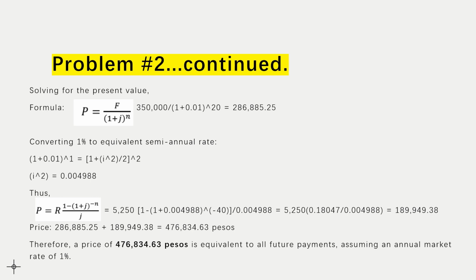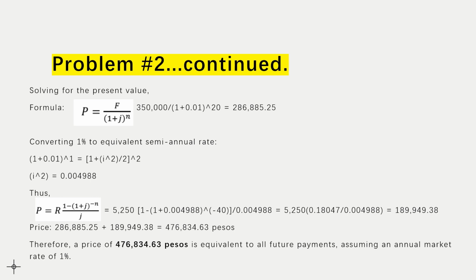So now, solve with me with your calculator. You can actually get 286,885 pesos and 25 centavos. Now let's convert the 1% to an equivalent semi-annual rate, since we're solving semi-annually here and the given market rate is for a year.